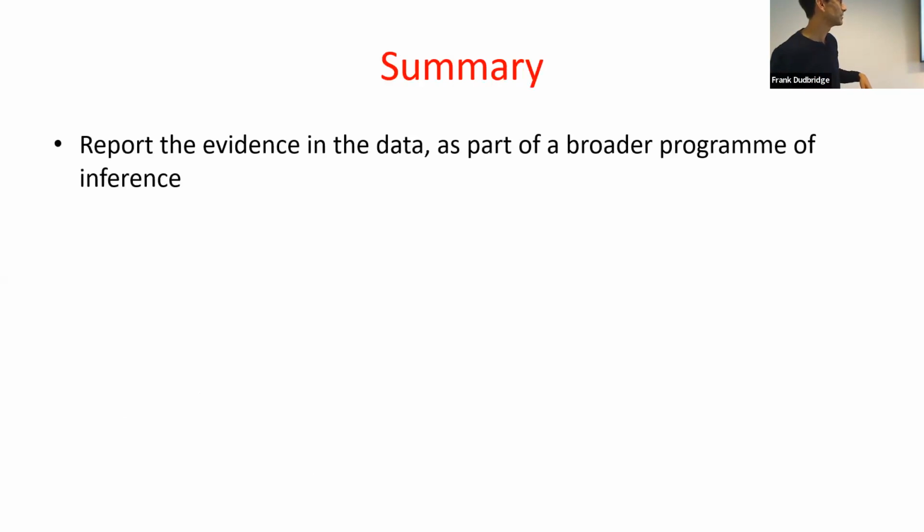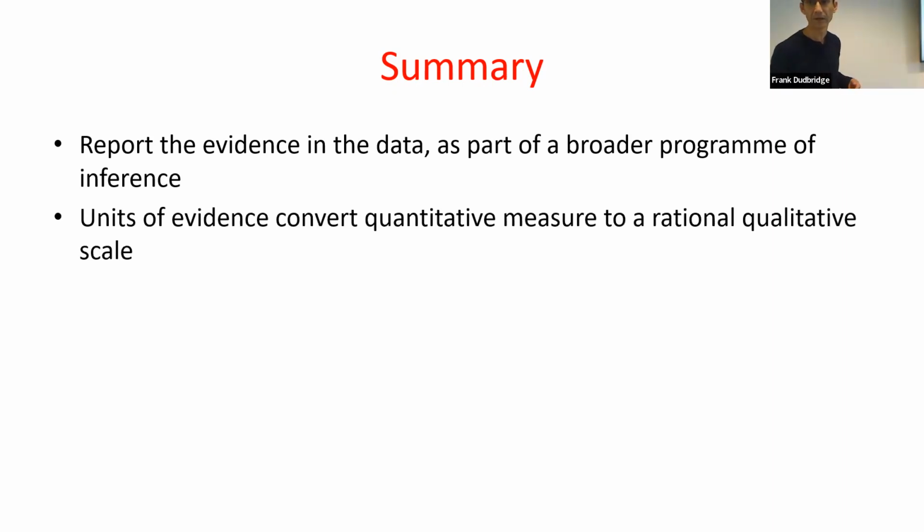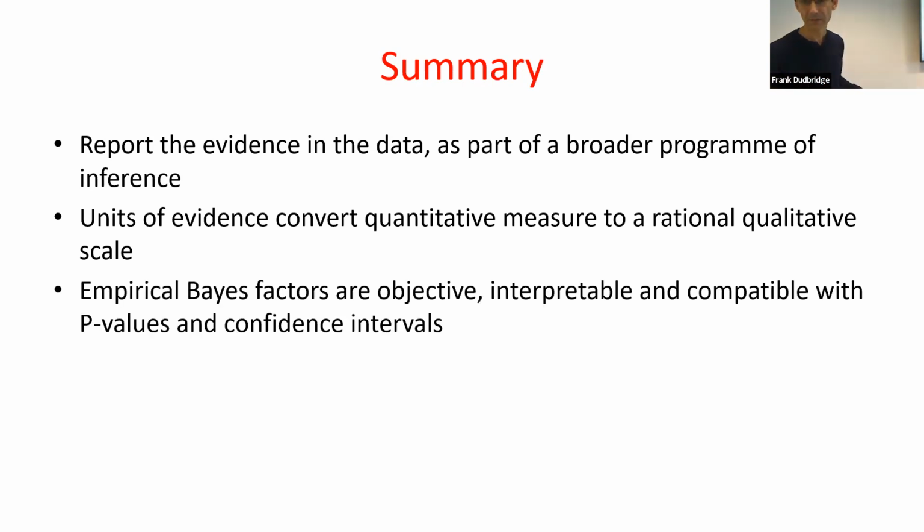Okay, so that's the story basically. So we want to be reporting evidence in data and focusing on that evidence as part of a broader program of inference, not necessarily drawing the inference from our own data. In order to do that, and in order to have a discussion section in our papers, we can have these units of evidence that convert a quantitative measure to a more qualitative scale that allows discourse. And in order to deal with composite hypotheses, we have these empirical Bayes factors, which are objective, interpretable, and indeed compatible with what we are working with already.